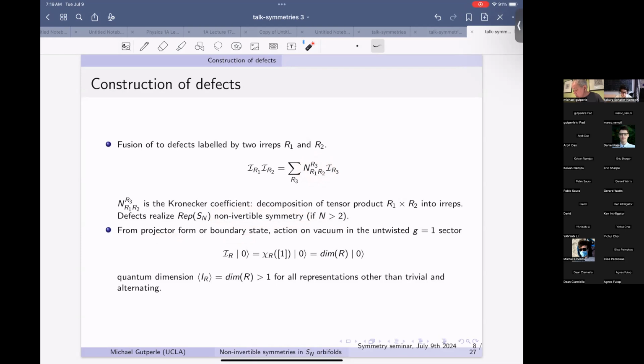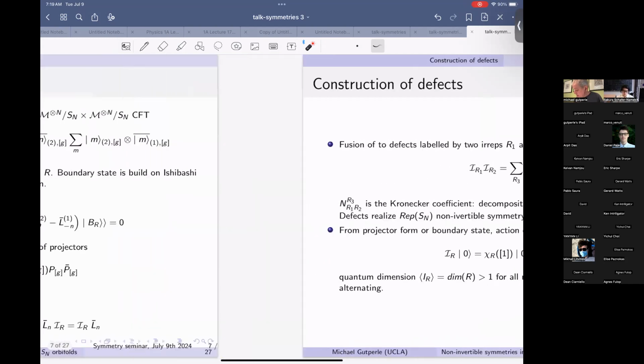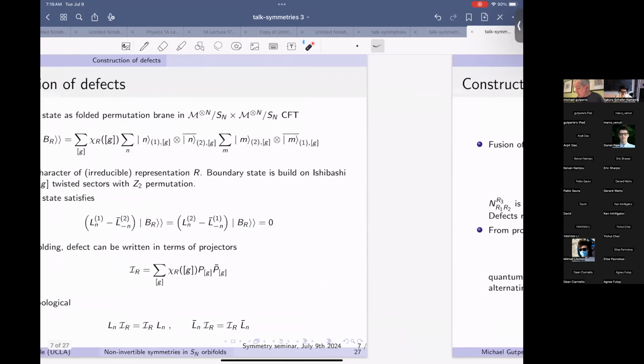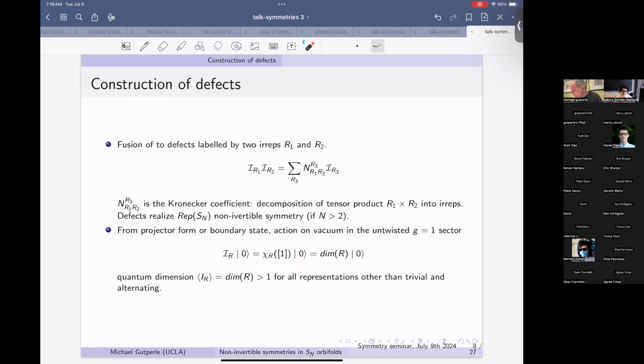Another useful feature, either from the projector or the boundary state, is that one can look at the action of this defect on the ground state, or actually any ground state in the twisted sector. This would be the ground state in the untwisted sector, which is the state at the lowest conformal dimension in the symmetric orbifold. And what one finds is that the ground state is identified with the conjugacy class of the identity. So we get the character of the identity here. This is simply from basic finite group theory the dimension of the representation R, which one could then identify with the quantum dimension of this operator.